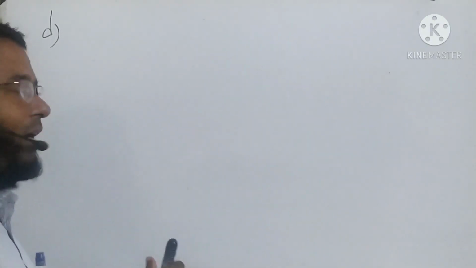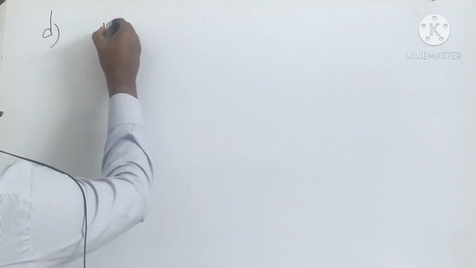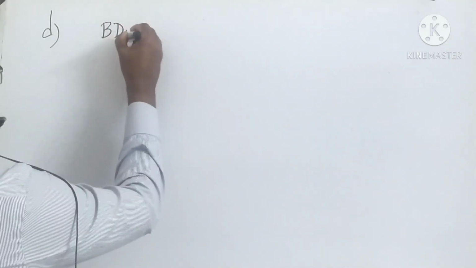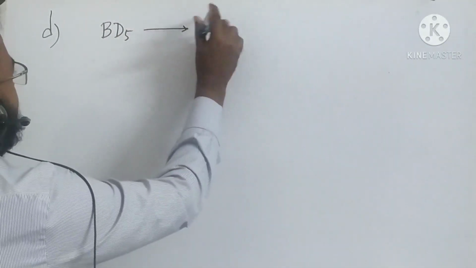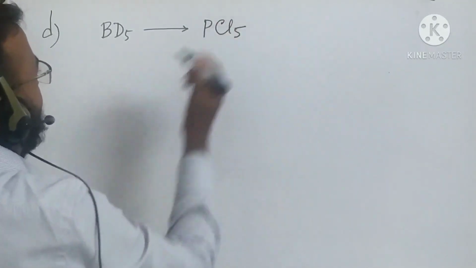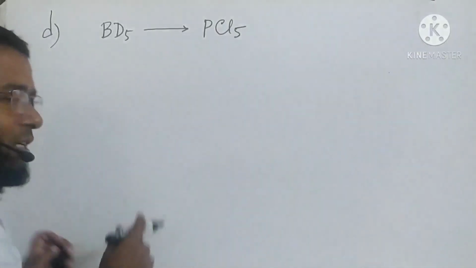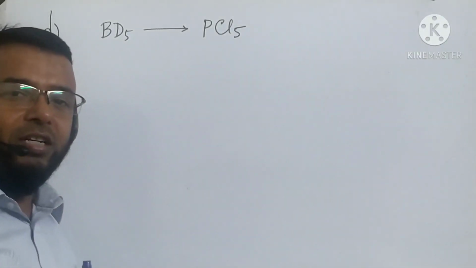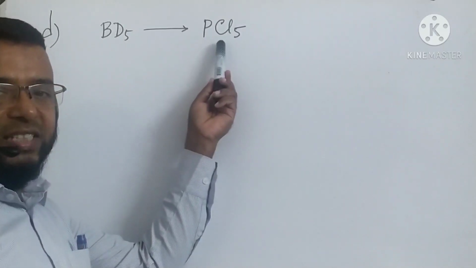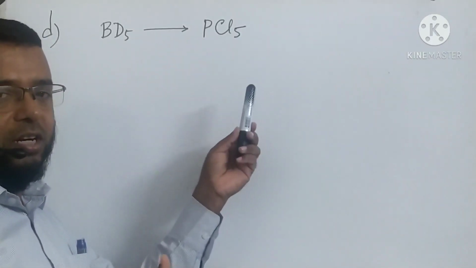Okay, now number D, it is written PCl5. That means this is phosphorus pentachloride. So now the question is, in phosphorus pentachloride, is the octet rule applicable or not? We have to explain the answer.